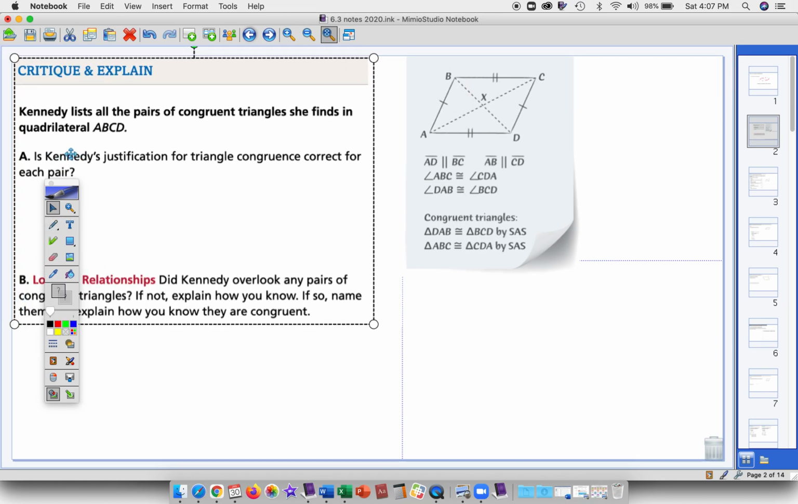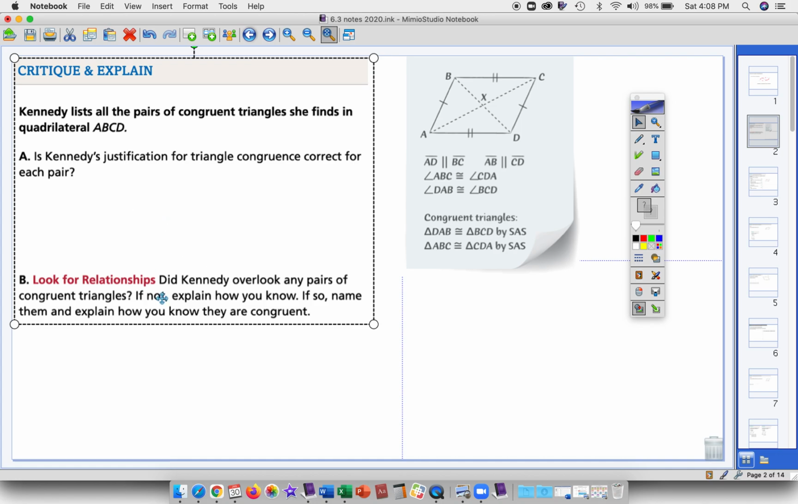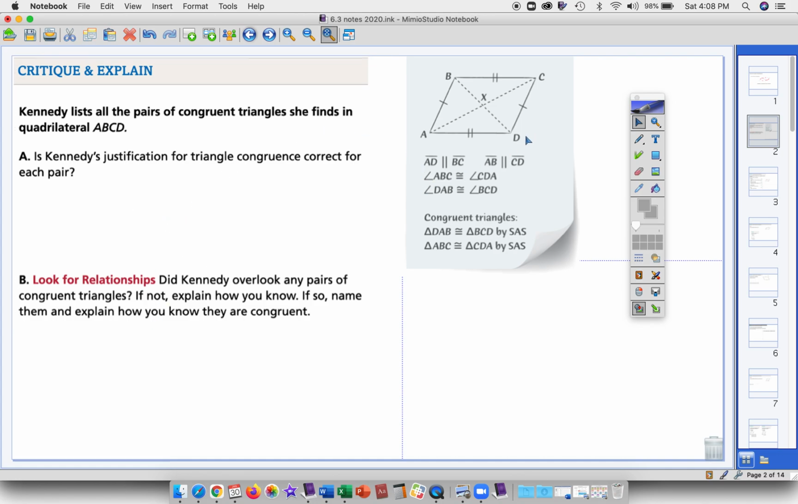Okay, I would like you to take a look at this problem here, where Kennedy has listed all the pairs of congruent triangles that she finds in this quadrilateral ABCD. So pause the video and think about the responses to these questions. Is Kennedy's justification for the triangle congruence correct for each pair? And then, did she overlook any pairs of congruent triangles? Go ahead and pause the video and take a look at that. When you're done, come back and we'll compare.